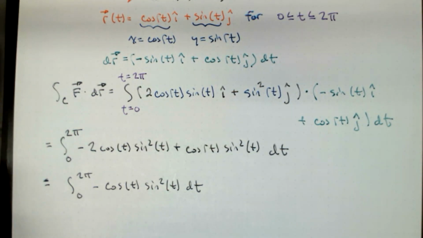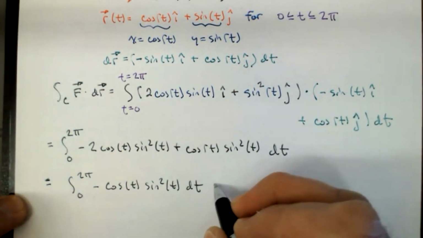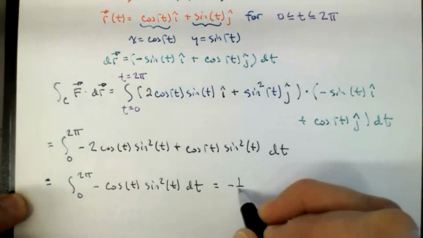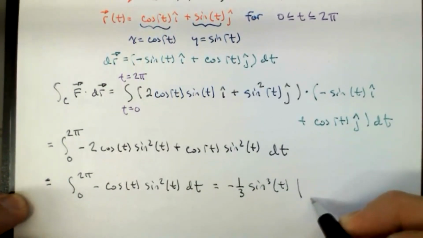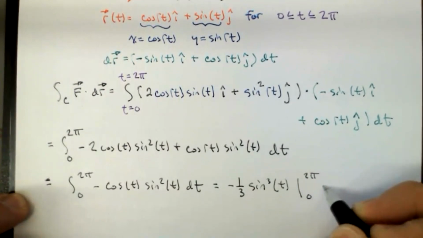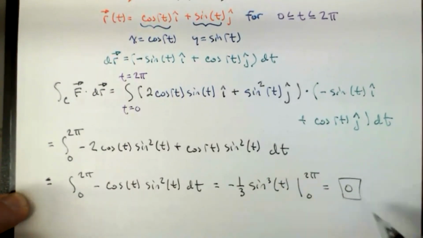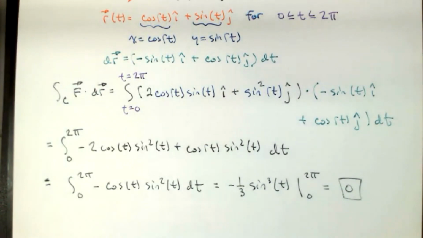So we'll get minus 1/3 sine cubed evaluated from 0 to 2 pi. So we get 0. So from a certain point of view, we did all that work for nothing. But that doesn't mean that we got nothing. We learned that this quantity is equal to 0.